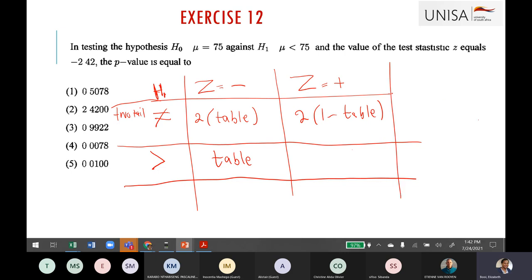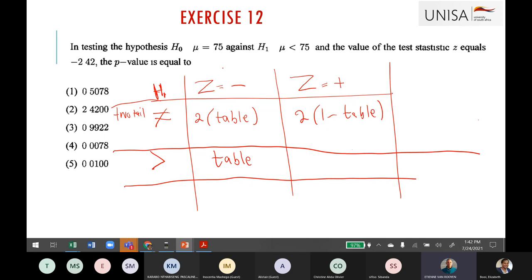Let's draw this on the Z table. The negative side of the table contains this small side. If you want to draw that graph, you must put it on top of, for example, your Z negative or your Z positive columns. For all negative values on the table, we look for those values there.